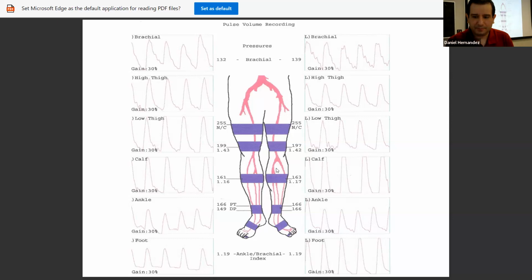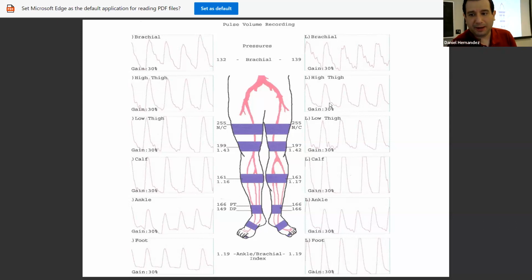Even though the tops are non-compressible, we see a drop after that. Wouldn't that be significant? Or does it not matter? Yeah, this one's a little more confusing. You're right, you see a pressure drop going from high thigh to low thigh. But you also have to look at the waveforms now.